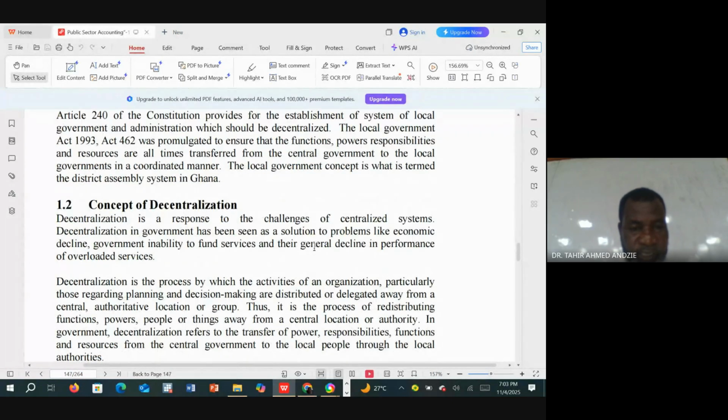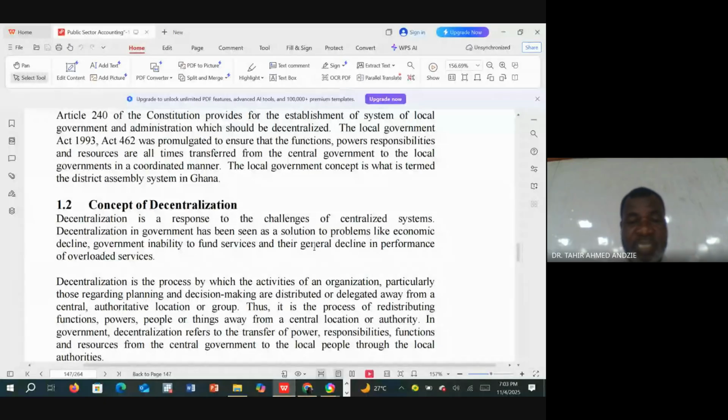Now, the concept of decentralization. We know decentralization is a response to the challenges of centralized systems. When we talk of a centralized system, we are talking about a system where the head office dictates what is supposed to be done at the local areas. Many organizations apply the centralized system, but most also apply decentralization, because the central system may be far remote from the local areas, and so may not understand the local.